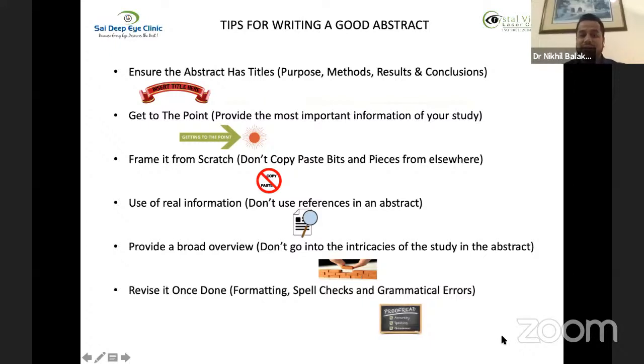And finally, revise it once again when you're finally done with it. Format it well, do a spell check, and avoid any kind of grammatical errors.